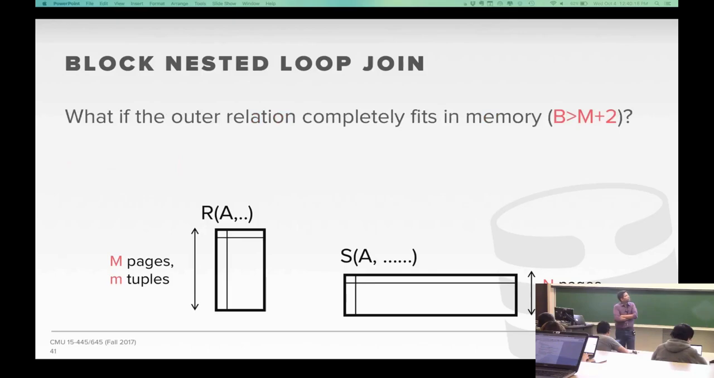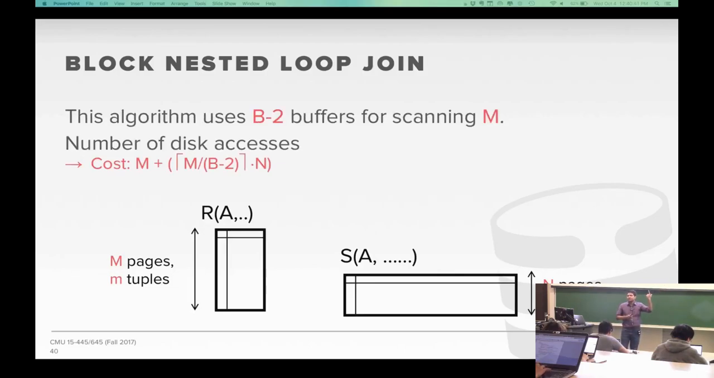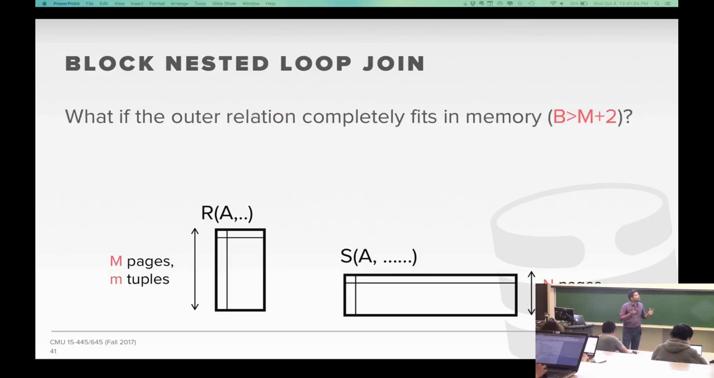An extreme case would be when the entire outer table fits in memory. If you can pull the entire table into memory, in this case B is greater than M plus 2. So you end up with just M plus N, because you can fetch the entire outer table into memory with a single access. B minus 2 is equal to M, so M divided by M is 1 and that term disappears. You will end up with M plus 1 times N, which is basically M plus N. So you can finish the entire operation with just M plus N IOs. In this case, it will be about 1,500 IO operations.